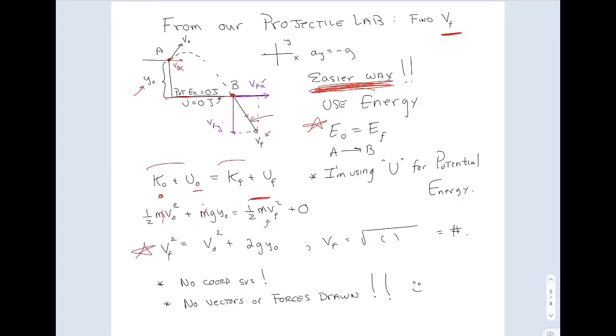So when we did that lab, if we knew the concept of energy, to calculate V final, we didn't have to draw a coordinate system. When I used energy, I just wrote down the initial energy state and final energy state, and I didn't need to draw any vectors or any forces. The whole concept of kinematics and forces was used to derive the concept of energy. So anytime you can solve these types of problems using energy, it's a huge advantage. Didn't need a coordinate system, didn't need to draw any forces.